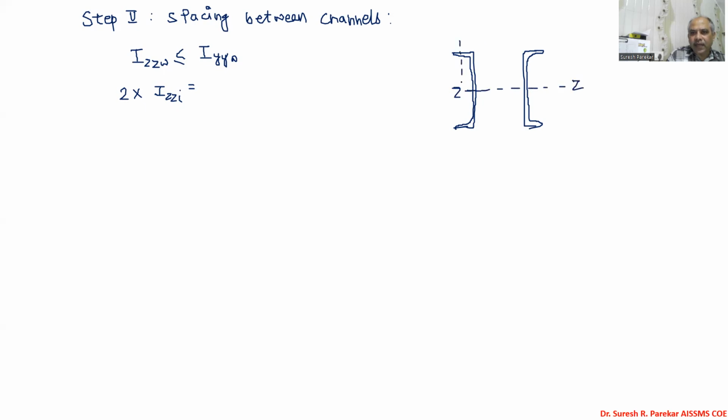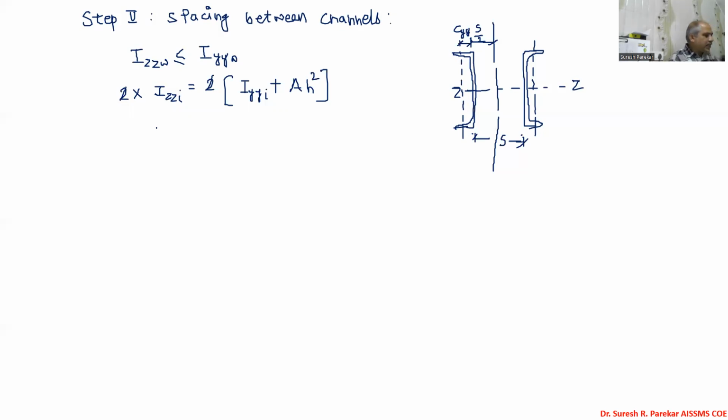But now IYY we have along this individual, and the whole section we have along the center. So we have this distance as CYY, and this distance will be S by 2. So this will be S, the spacing of channels. And therefore 2 into IZZ equal to 2 in bracket IYY individual plus A into H square. So this 2 gets cancelled.